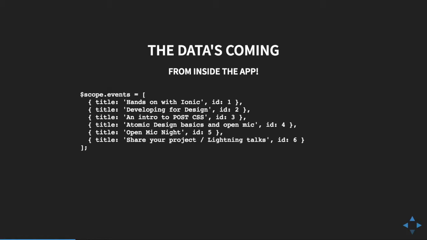So one option is keeping your data inside your app. Like this example. This is the last 6 events that we've had in Front-End Authority. So if you know any kind of Angular, basically I'm making an array that my data is going to be able to use, and each piece of the array has a title and an ID number. It looks pretty simple, right?